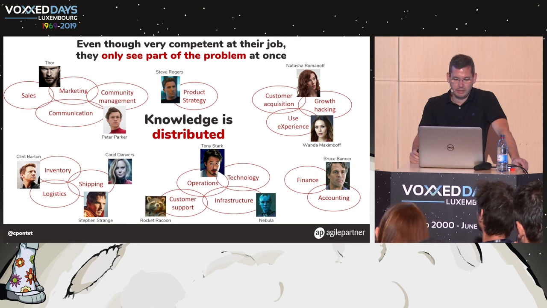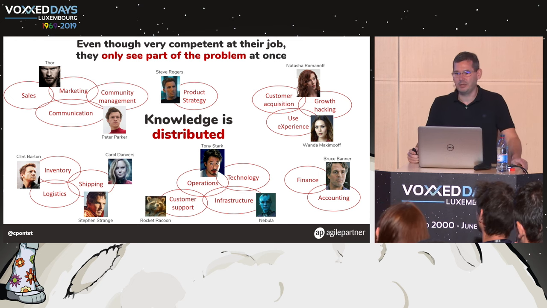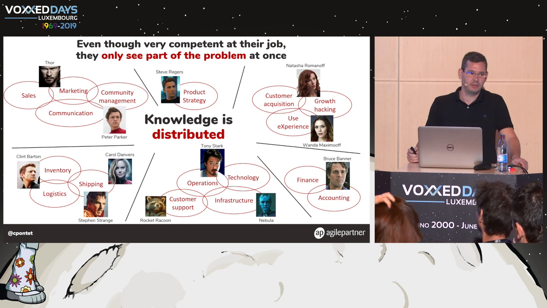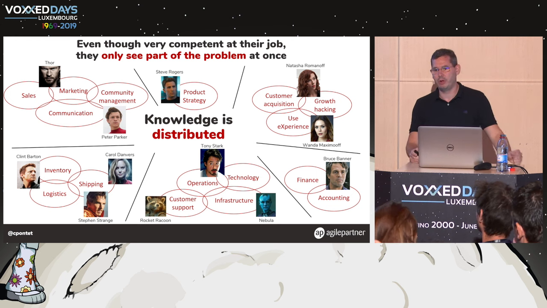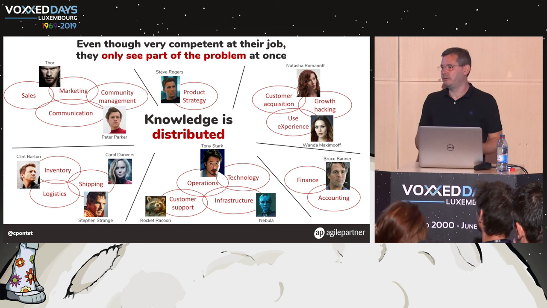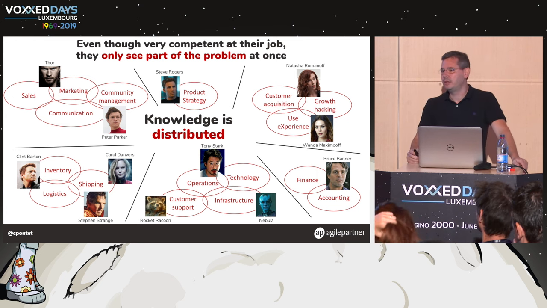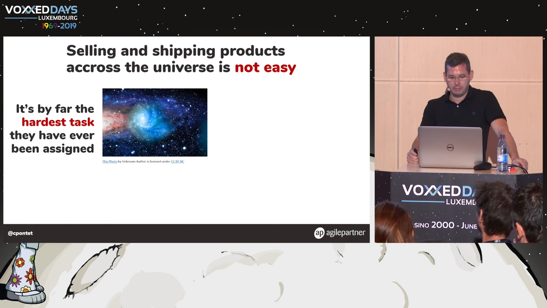And last but not least, Rocket Raccoon is the customer support. He's kind of good at haggling and is not easily fooled, so he will be taking care of customer support. But the thing is, there are some kind of silos in this kind of organization. They don't always speak to each other very well. They are all taking care of their own responsibilities, but sometimes they are caught up by the day-to-day work. And when it comes to creating this universal e-commerce system, they don't really see the big picture.